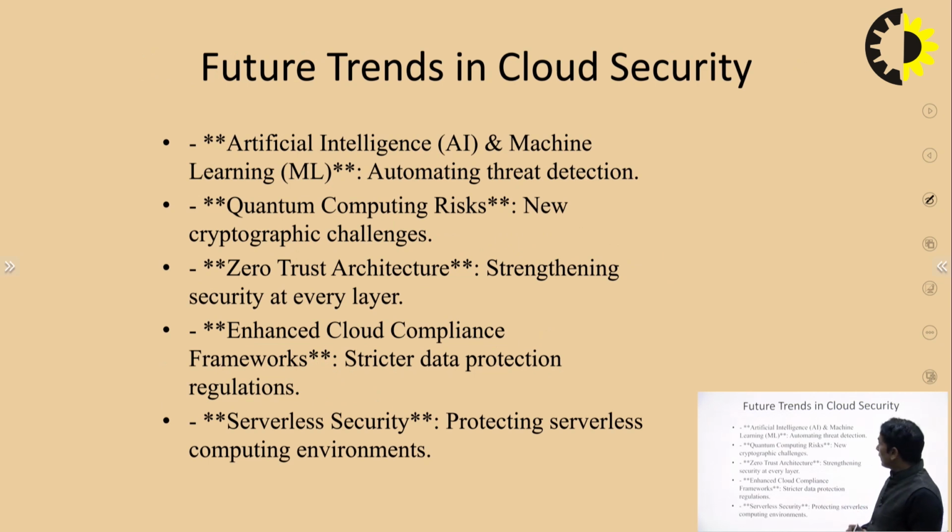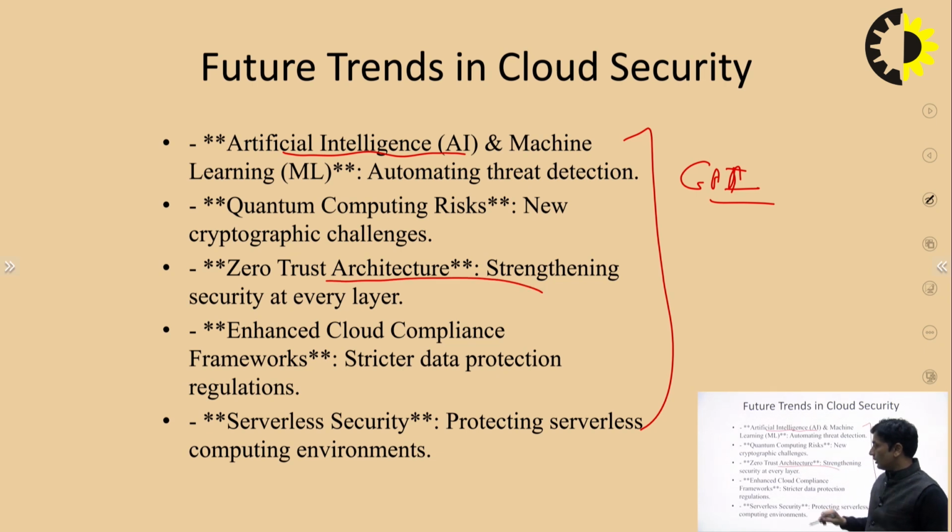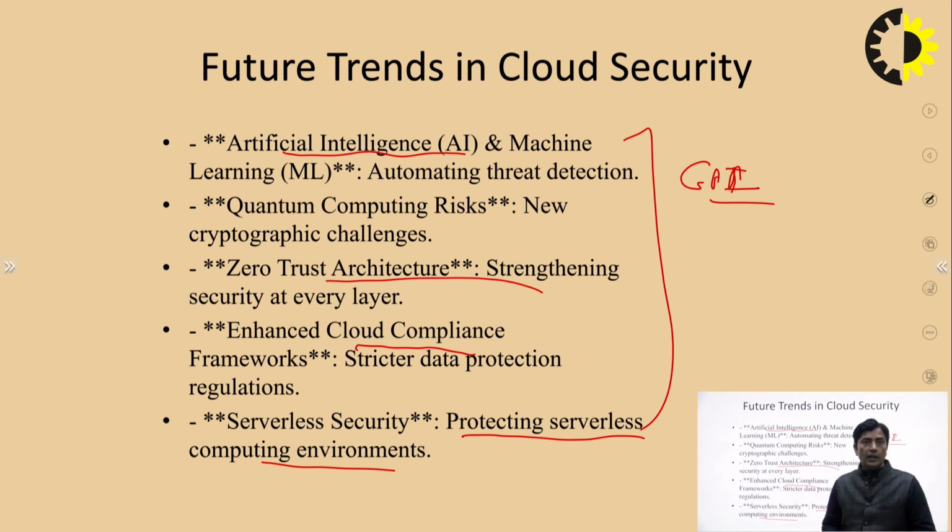And what are the future trends for this security? We can now use AI, machine learning, generative AI, zero trust architecture, enhanced cloud computing compliance, and serverless security, protecting serverless computing environments. These are the different kinds of research going on for ensuring a very good security system for cloud applications, data and infrastructure.